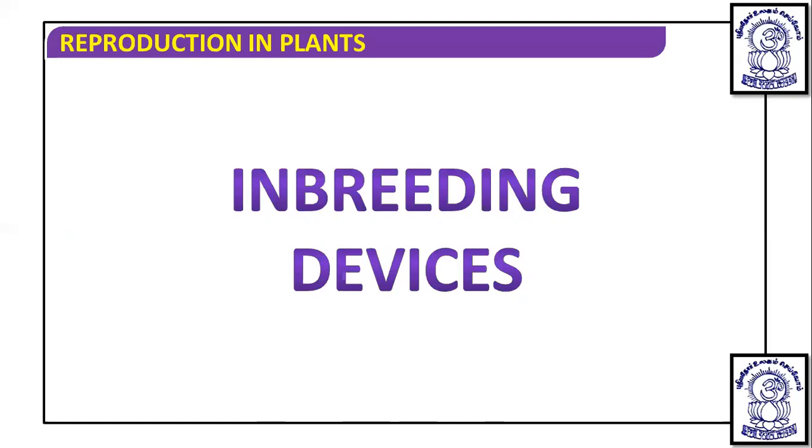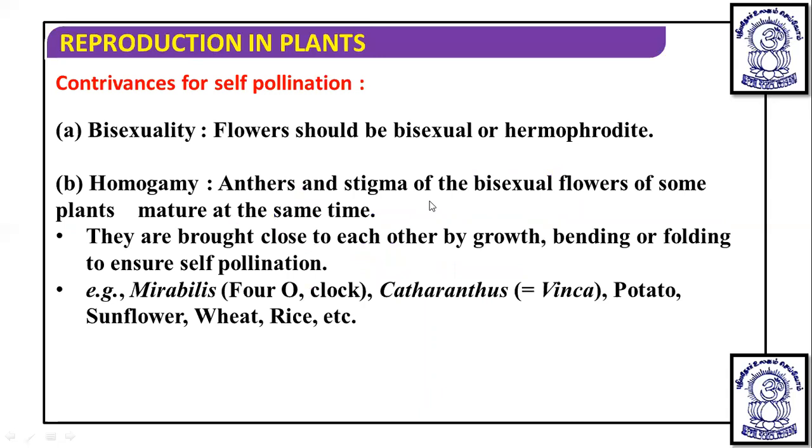First, we are going to talk about inbreeding devices. These inbreeding devices favor self-pollination and discourage cross-pollination. If we talk about them in detail, we come to know the contrivances or adaptations that encourage self-pollination. First is bisexuality. Dear students, bisexuality means both male and female sex organs are found in one plant.